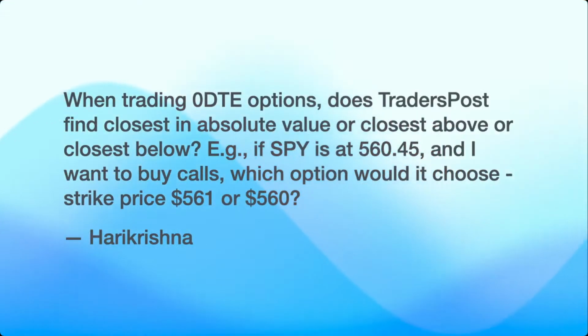When trading 0DTE options, does TradersPost find closest in absolute value or closest above or closest below? Example, if SPY is at 560.45 and I want to buy calls, which option would it choose? Strike price 561 or 560? This is Harry Krishna who asks.